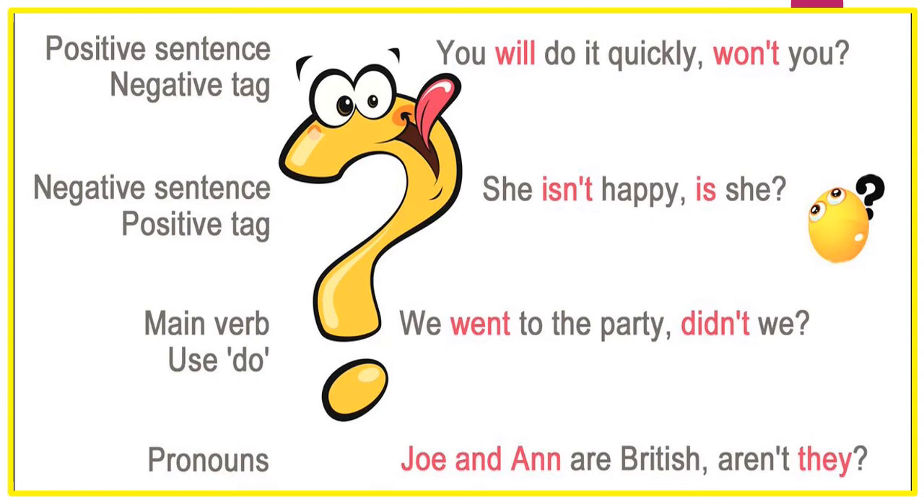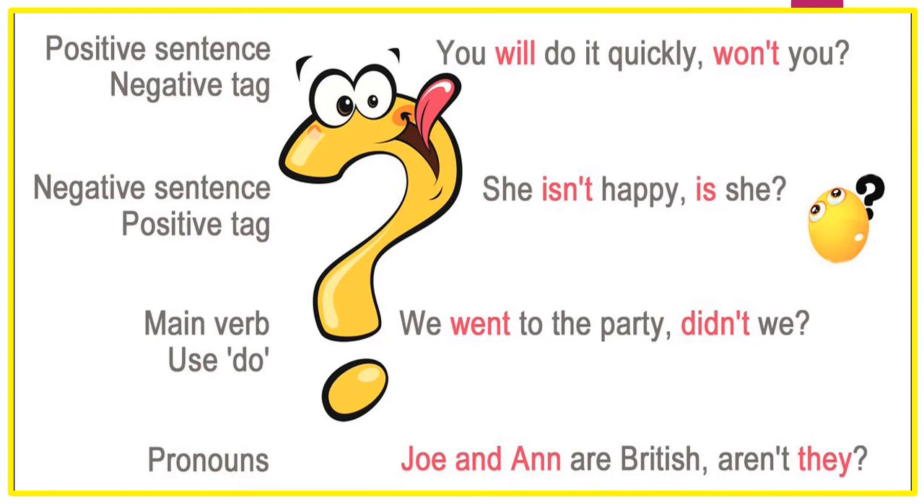Let us examine some examples. See the first one. You will do it quickly. The sentence is positive or negative? Yes, it's a positive sentence. Obviously, the tag must be negative. So a positive sentence always takes a negative tag. So you will do it quickly is a positive statement.